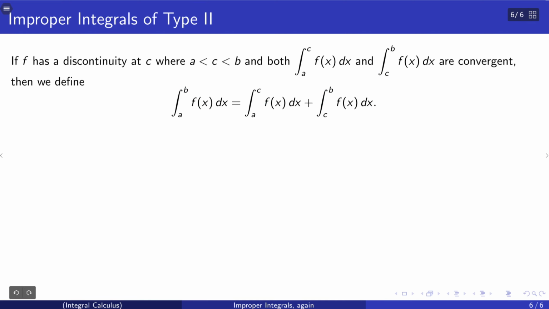And so just to generalize what we just did there, if you have a discontinuity at a point c inside your interval from a to b, then just split up your integral into two integrals that are both improper. And then if they're both convergent, then this whole integral from a to b is also going to be called convergent.